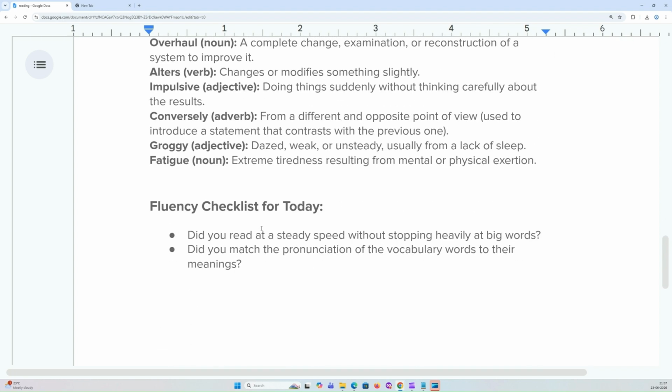So, how do you check your fluency? The paragraphs which were shown, you can just go back to the video and then start reading on your own. So you have to ask these questions. Did you read at a steady speed without stopping heavily at big words? Did you match the pronunciation of the vocabulary words to their meanings?